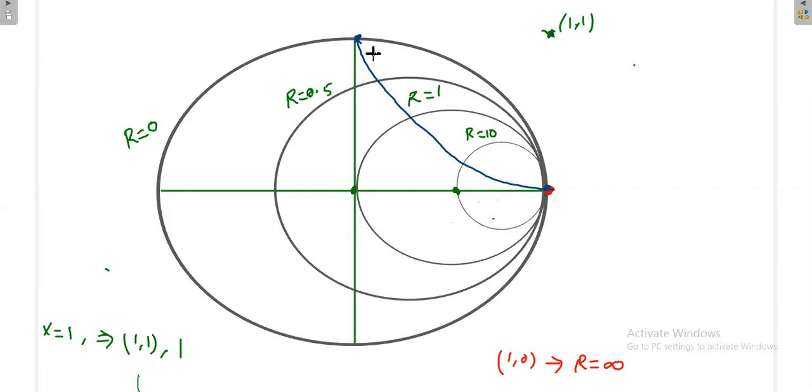So this circle is called the constant reactance circle, x is equal to 1. I am not drawing the other portion of the circle.